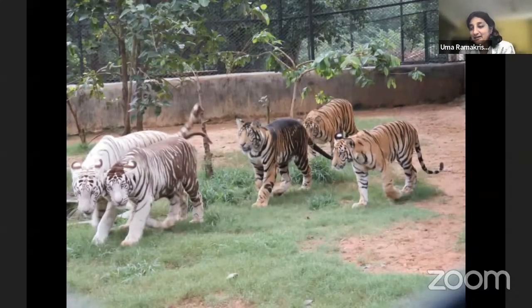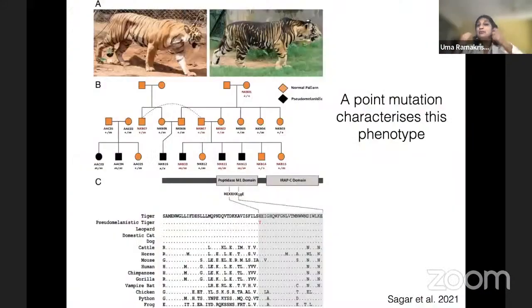In the wild, Simlipal has very low tiger densities. You don't see tigers at all. Luckily for us, in the Nandankanan Zoo, a litter was born which included 2 melanistic individuals, one white pseudo-melanistic individual and one black pseudo-melanistic individual. So we were able to collect saliva, blood, etc., do whole genomes, and do a candidate gene-based approach to look at the pedigree of these pseudo-melanistic tigers.